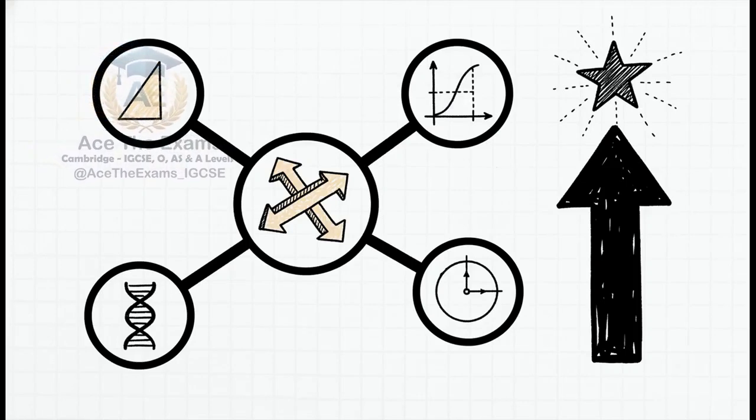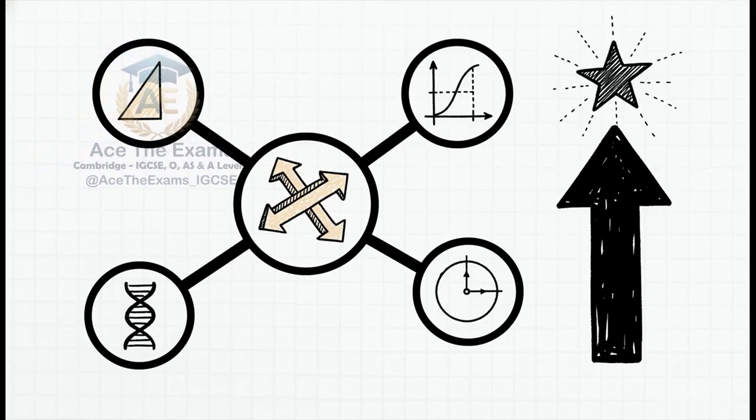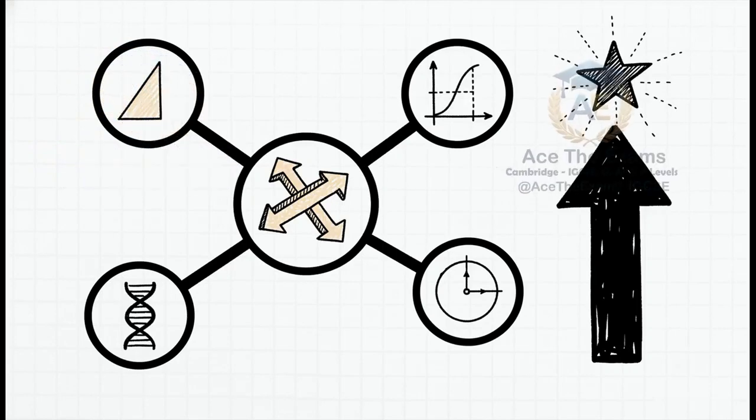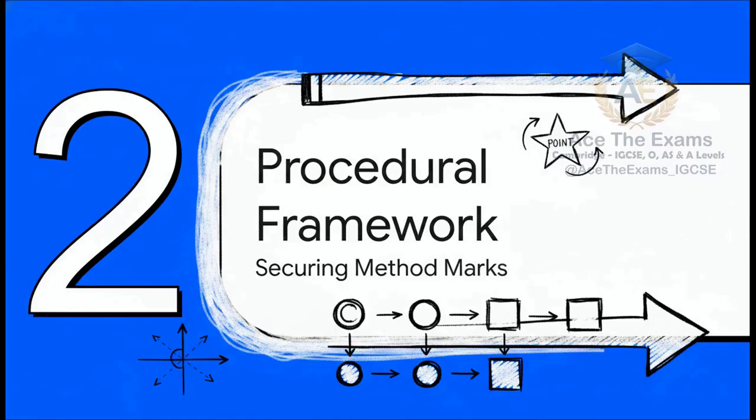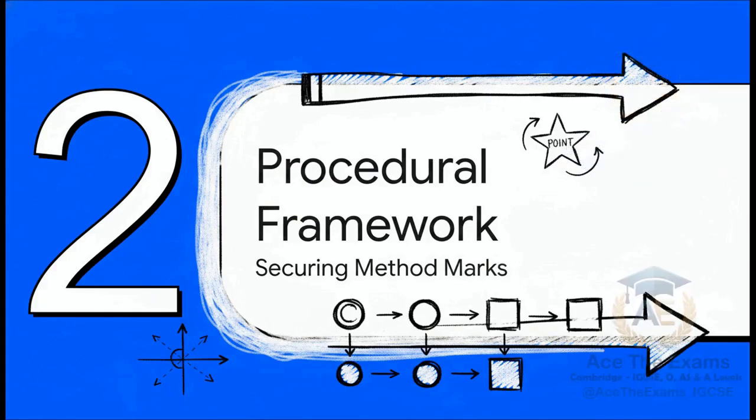Think about it like API integrations. If you can connect your vector geometry to your understanding of trigonometry or calculus, you are showing the valuation board a level of mathematical maturity that practically forces them to award you top marks. Cross-topic connections are your ultimate valuation multiplier. Section 2. The procedural framework. Now we map out the execution logic.